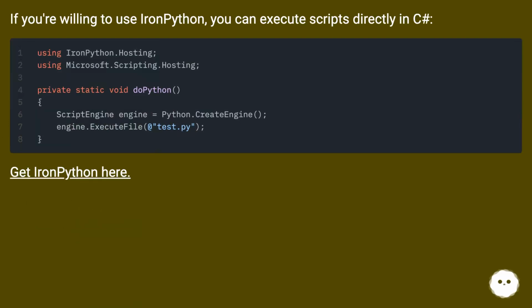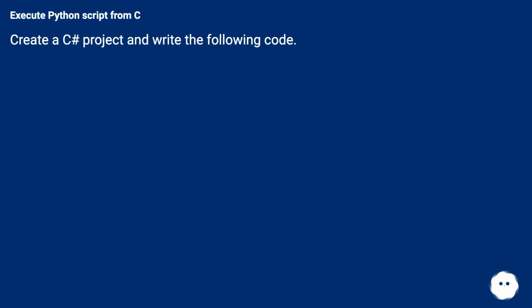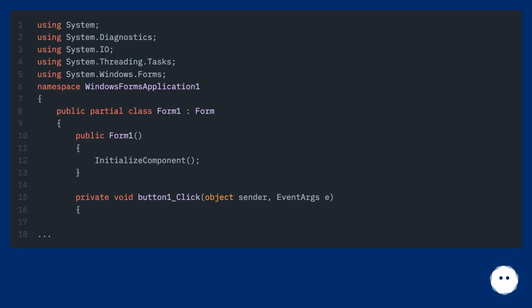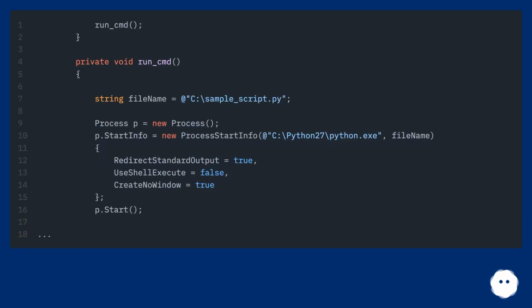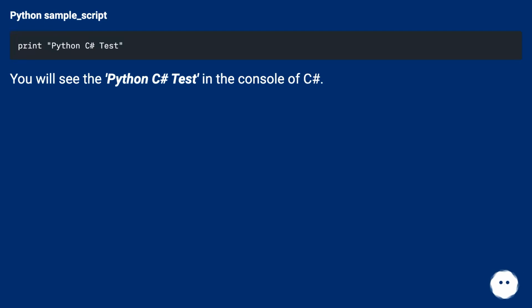If you're willing to use IronPython, you can execute scripts directly in C#. Get IronPython here. Execute Python script from C#. Create a C# project and write the following code. Python sample_script. You will see the Python C# test in the console of C#.